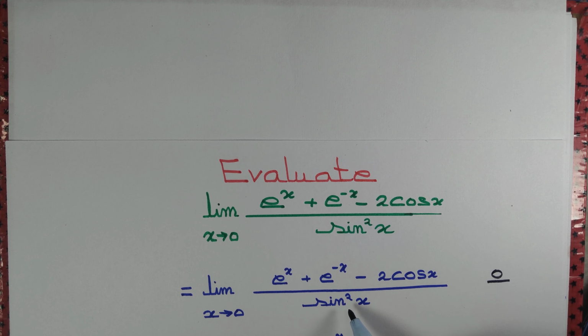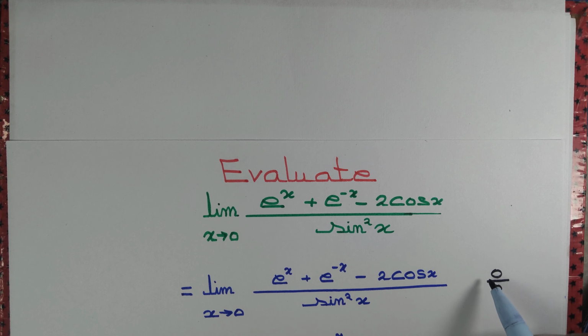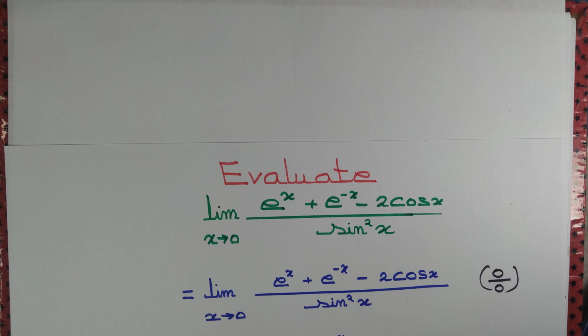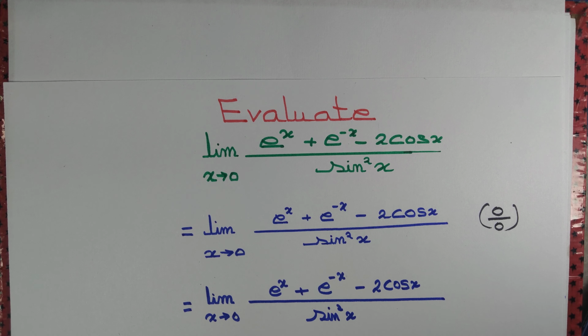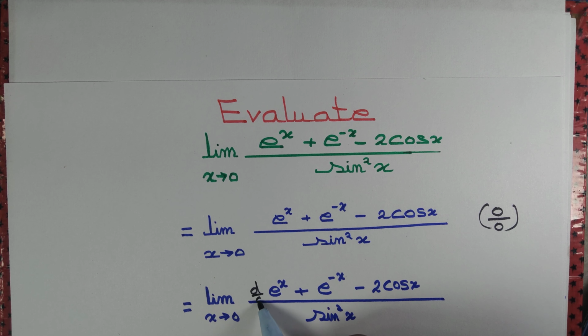What about the denominator? As x tends to 0, sin x tends to 0, so sin^2 x will also tend to 0. So it is of the 0 by 0 form. So if it is of the 0 by 0 form, then we can apply L'Hopital's rule. So we apply L'Hopital's rule and we differentiate the numerator as well as the denominator.